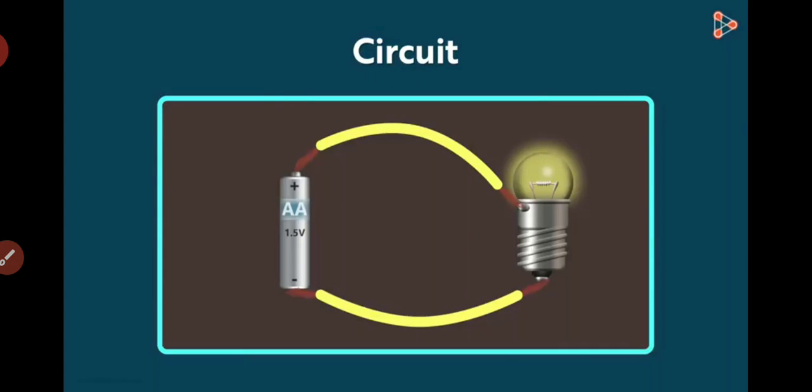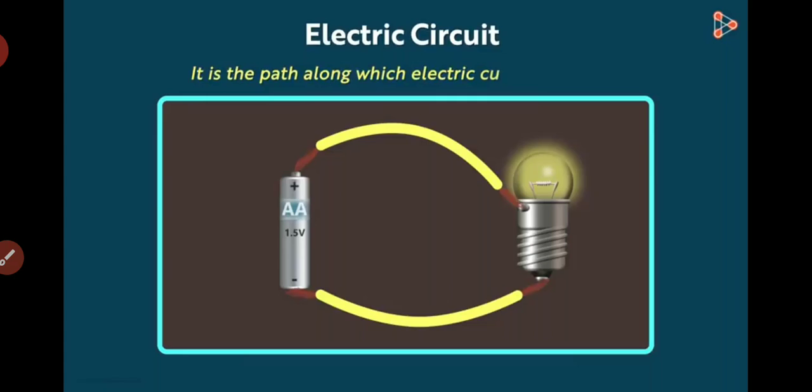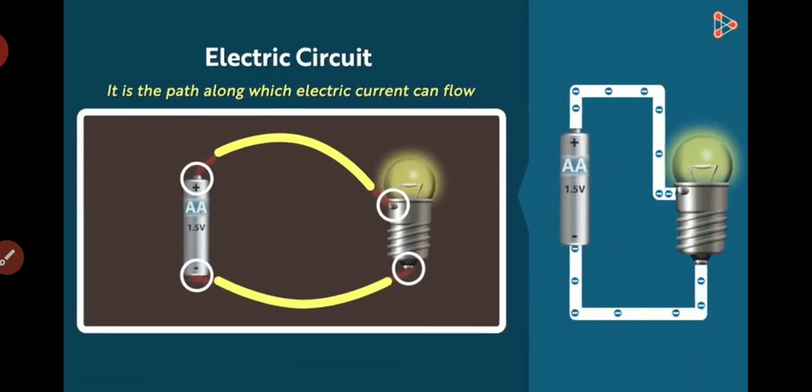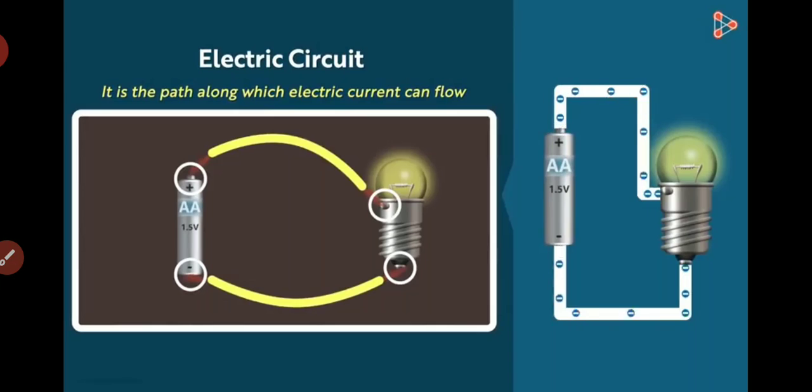The word circuit is very important here. In this context, it means electric circuit. In simple words, it is the path along which an electric current can flow. You can see here that a closed loop is formed. All the terminals of the electric cell and the bulb are occupied, so the electric current is flowing along a closed path. We say that the electric circuit is complete.